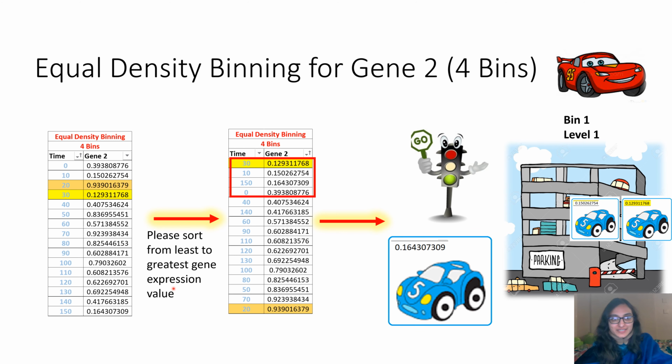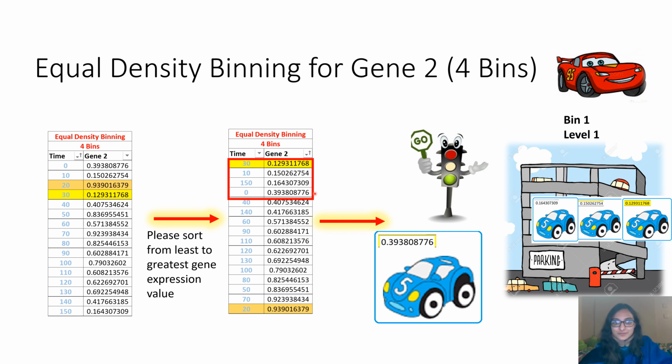Next we see that car 3 is 0.164307309. This is the third value over here, and it's also going to make it onto bin 1. So the traffic light is saying, okay, it's green, you can keep going. Imagine the traffic signal is allowing just every 4 cars to go in on one parking level. So the first 2 have made it onto the same level, and this one is also going to be able to pass onto level 1.